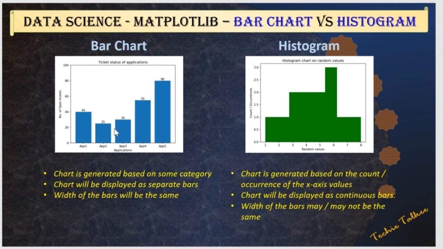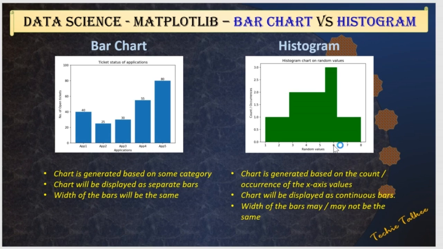The chart will be displayed as separate bars in the bar chart, whereas in the histogram, the chart will be displayed as continuous bars, meaning you will not see any gap between the bars. In the bar chart, the width of the bars is going to be the same, whereas in histogram, the width of the bars may or may not be the same.